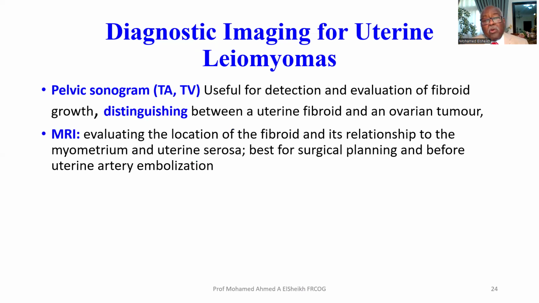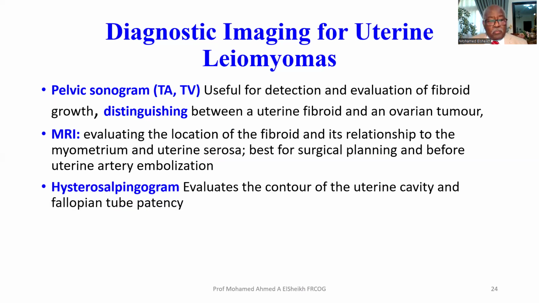And also we may need to do an MRI, magnetic resonance imaging, evaluating the location of the fibroid and its relationship to the myometrium and uterine serosa. It is best for surgical planning and before uterine artery embolization. As we will see in a minute, one form of management is uterine artery embolization for fibroids. So if you are going to do that, then MRI will be helpful to plan for it.